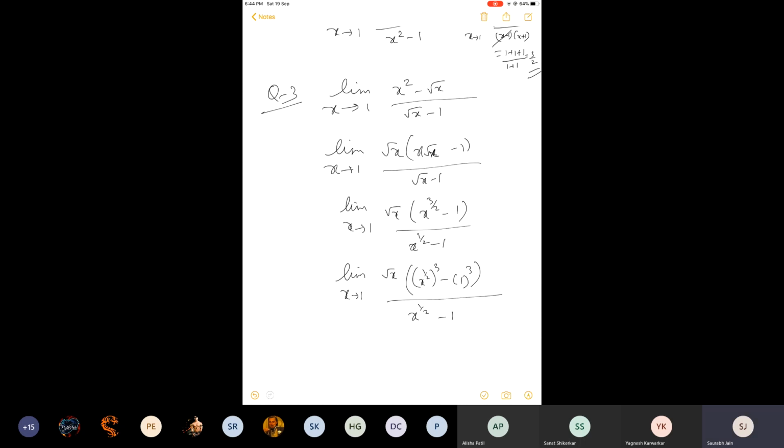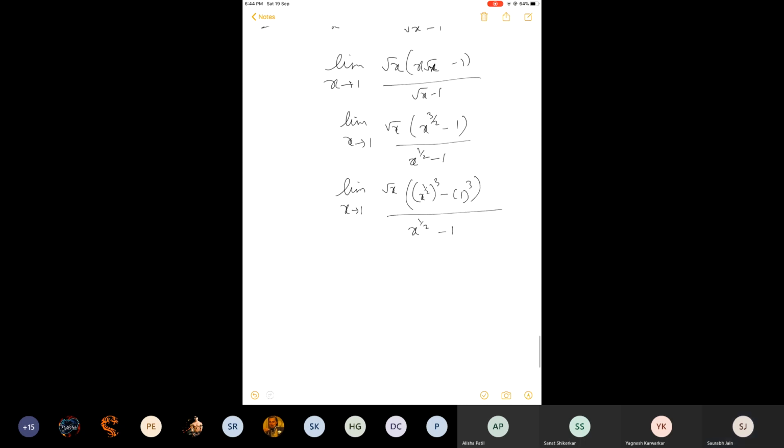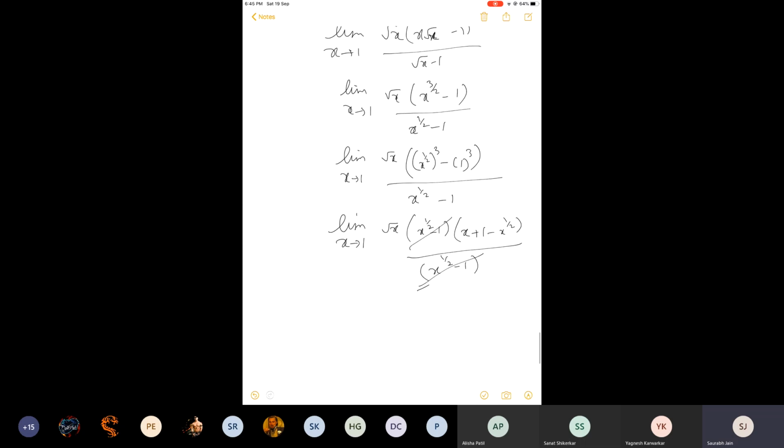3 by 2 can be written as x to the power half to the power 3. And 1 can be written as 1 cube because I am using a cube minus b cube now. So this is a minus b. A is x to the power half. A minus b into a square plus b square plus ab. In the denominator, we have x to the power half minus 1. This will be cancelled. This will be cancelled. Now put the value, you will get the answer.